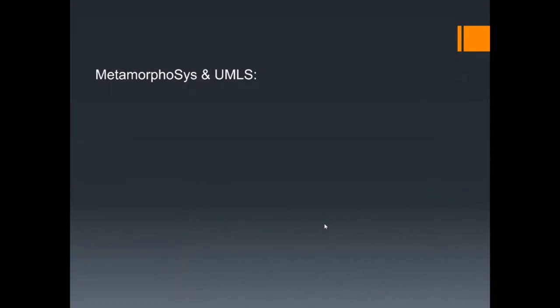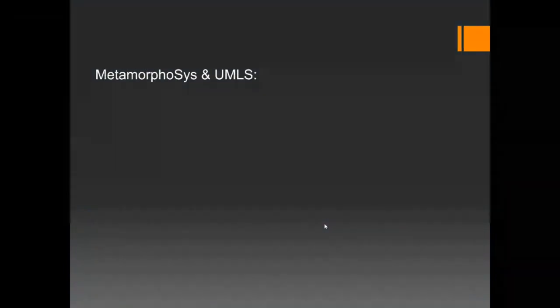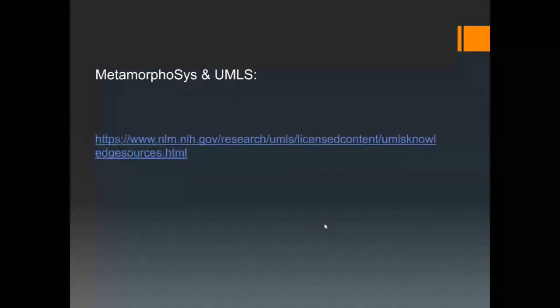Then let's touch base on the other key component, which is MetamorphoSys. MetamorphoSys is nothing but a UMLS installation wizard. And UMLS, as I said earlier, is the Unified Medical Language System, which is a repository of biomedical vocabularies developed by the US National Library of Medicine. It's basically a consolidation of vocabularies from different dictionaries like RxNorm, SNOMED CT, MedDRA, and things like that. To start off with installation of UMLS, you have to access the link mentioned in the slide, which will let you download close to 5 GB of files.